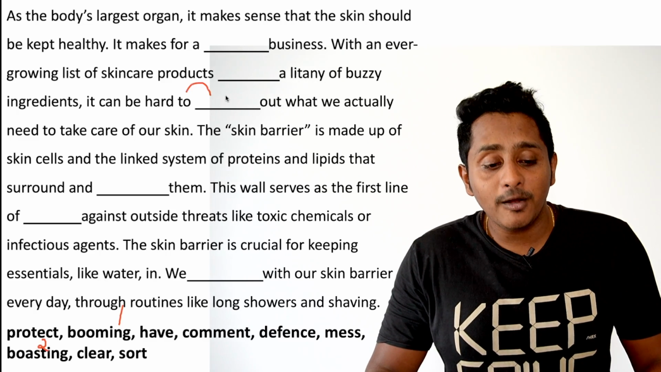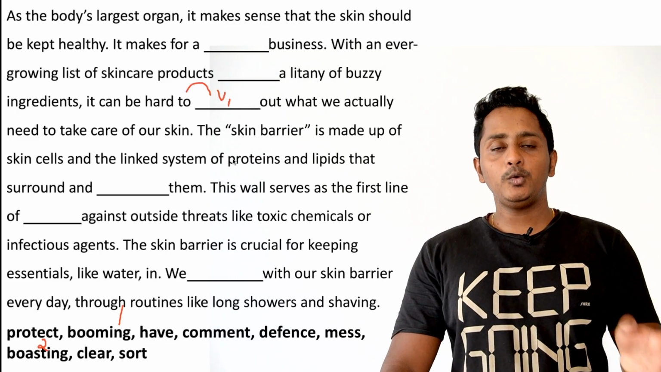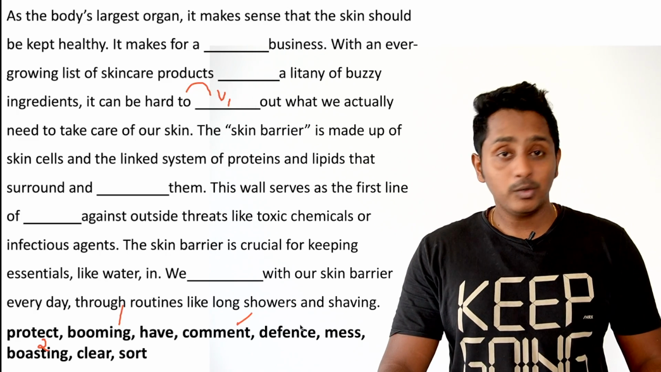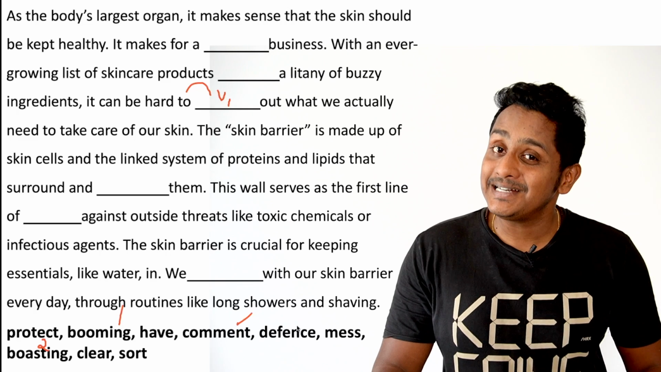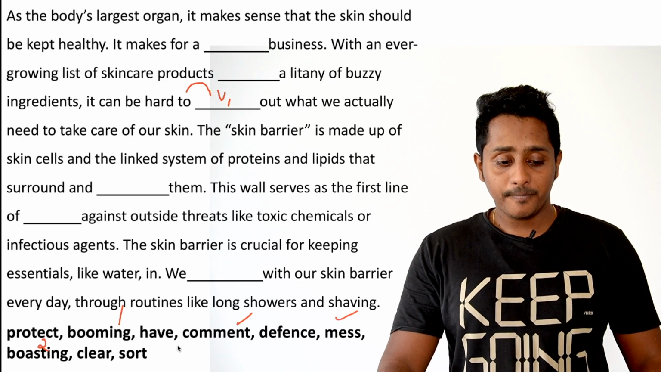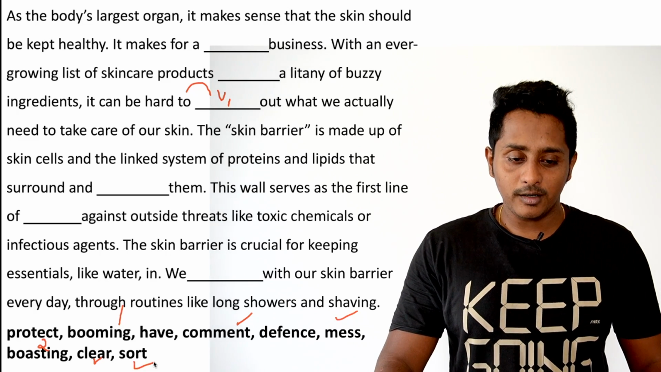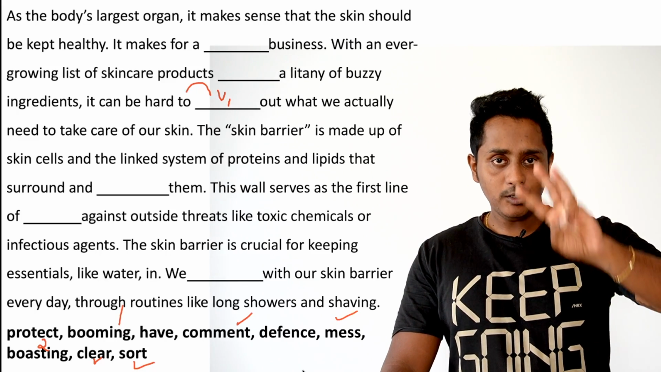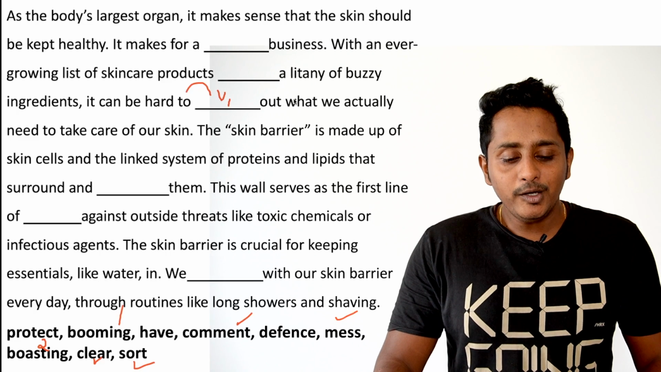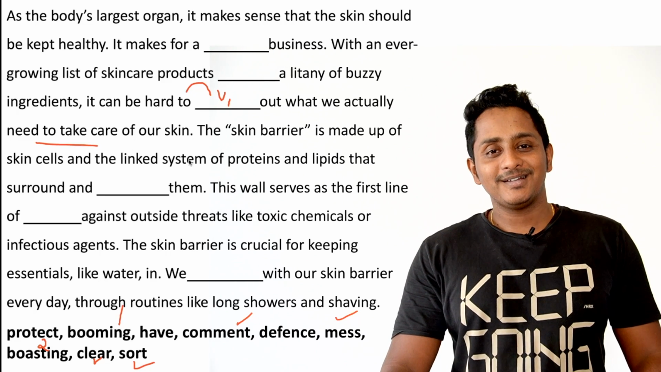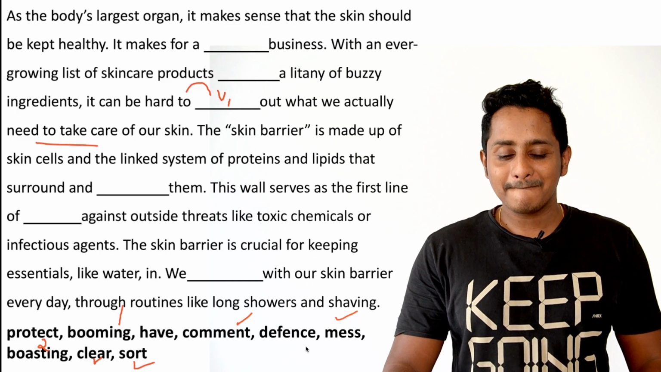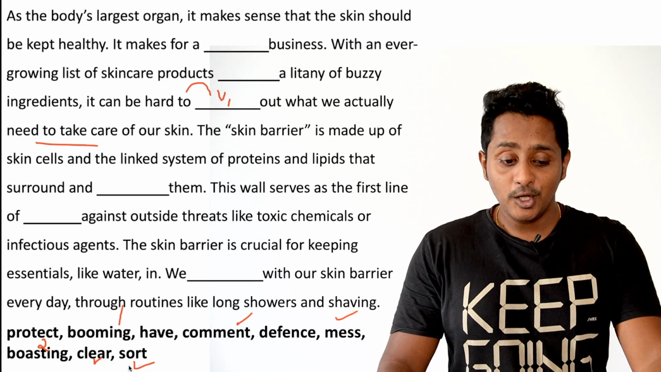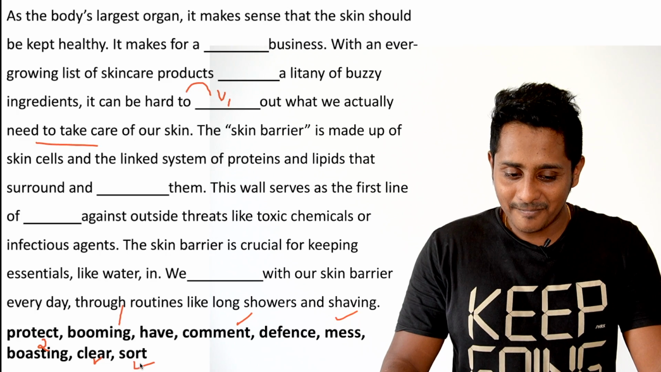2, after 2 what has to come? Verb 1. To eat, to learn, to sing, to comment, to defend, not a defense. Defense is the defense, noun. To mess, to clear, to sort. All of this can fit in. To mess, to comment, to clear, to sort. It can be hard to dash out what we actually need to take care of. Figure out or mess out, you don't say mess out. Mess up or mess with, collocation. So sort out is a collocation.